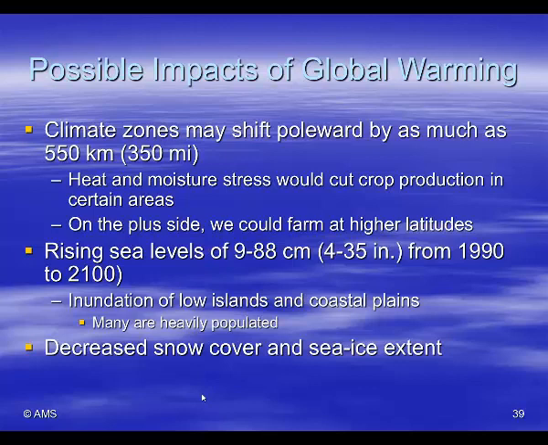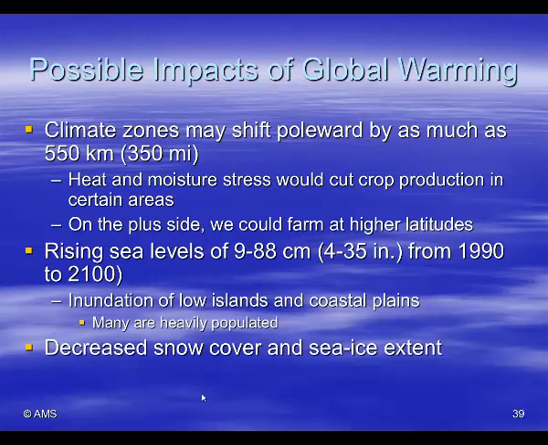We know that most things expand when they get warm. So if we heat up the ocean, it's going to expand. Even if it expands just a little bit, there's so much ocean that we'd see an increase in sea level of about 9 to 88 centimeters, or about 4 inches to 35 inches, so that's about 3 feet. This would be from 1990 to 2100. This would flood any low islands and coastal plains we have, and many of these locations are highly populated.